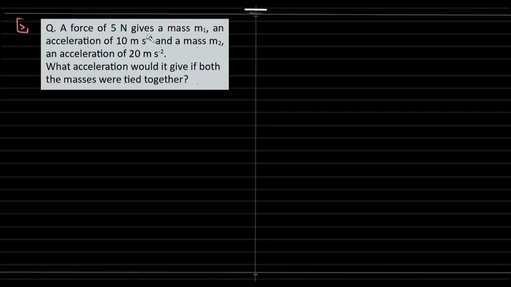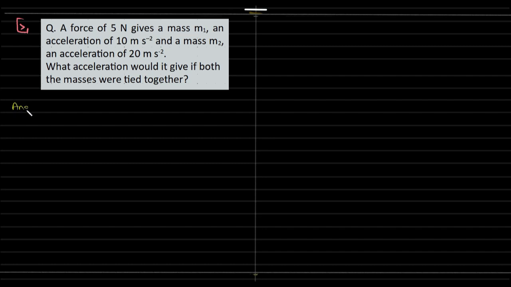A force of 5 kg gives a mass m1 an acceleration of 10 meter per second square and a mass m2 an acceleration of 20 meter per second square. What acceleration would it give if both the masses were tied together?